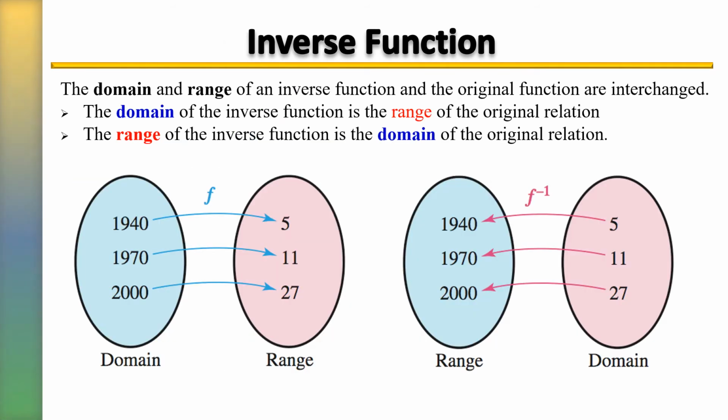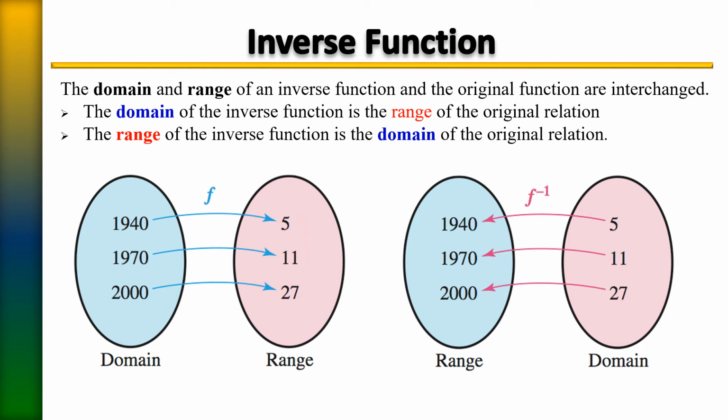The domain and range of an inverse and an original function are interchanged. In other words, the domain of the regular function, in this case, the first example, you see the domain is the years and the range is the number.